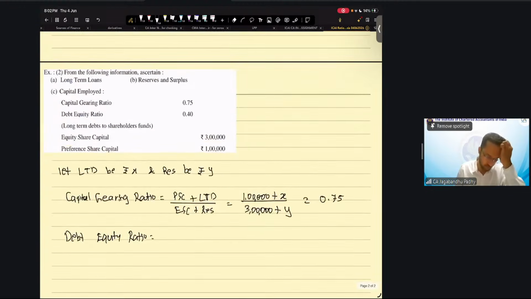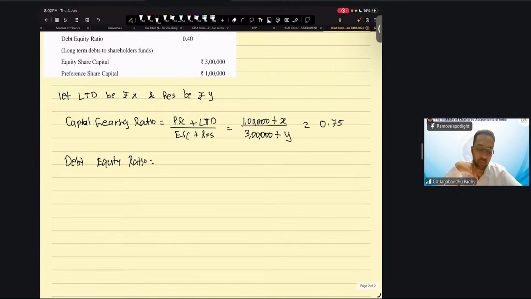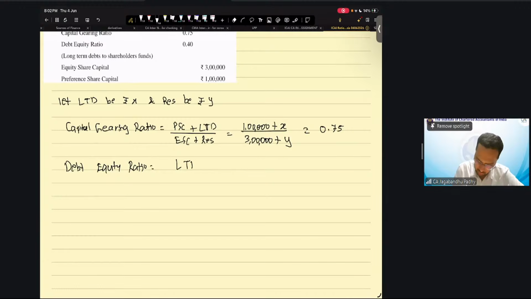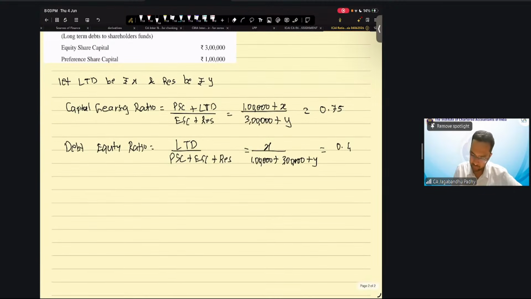So debt equity ratio is long-term debt to shareholders fund. Here they're clearly stating it is long-term debt to shareholders fund. So long-term debt to shareholder fund means preference share capital plus equity share capital plus reserves. So long-term debt is X, preference share capital is 1 lakh plus equity share capital is 3 lakh and reserves is Y, and this is going to be 0.4.